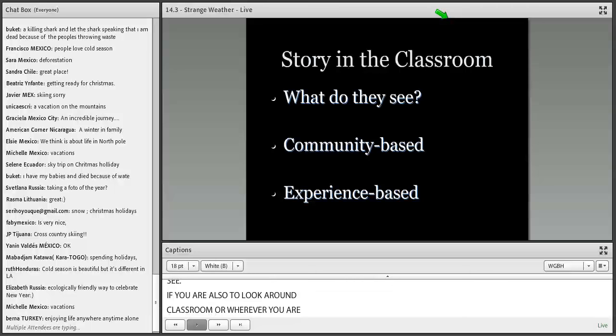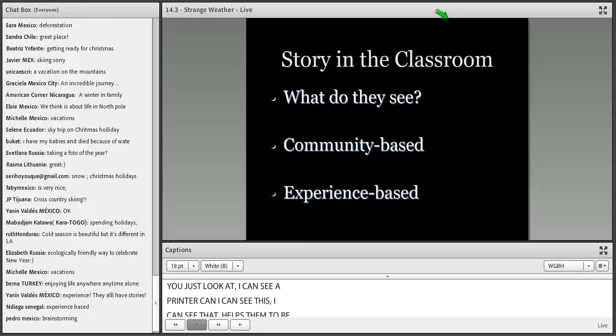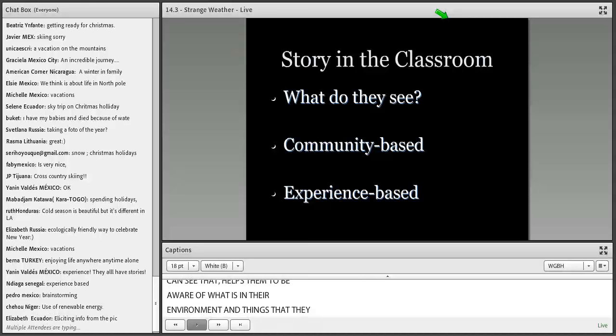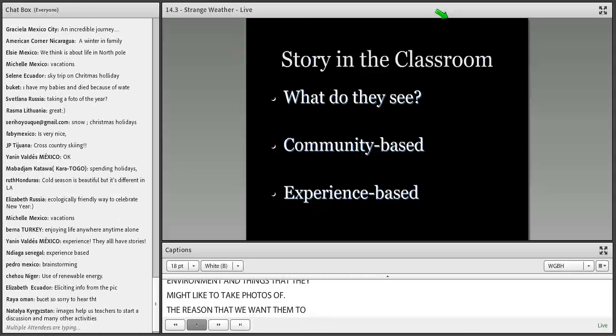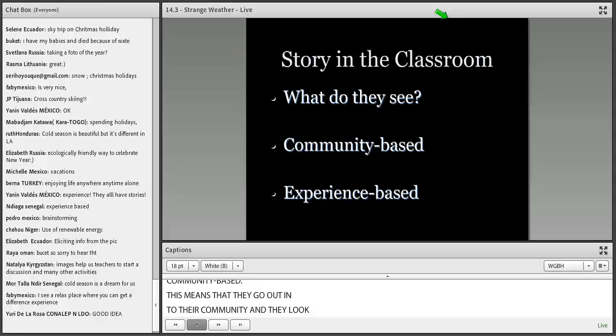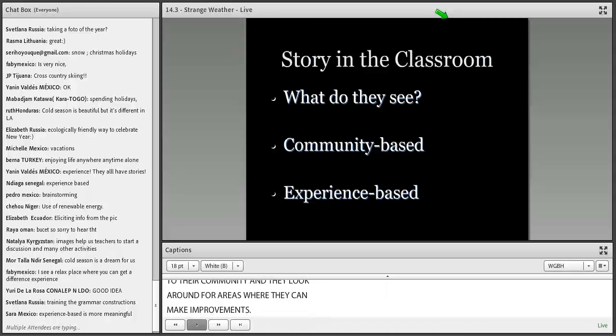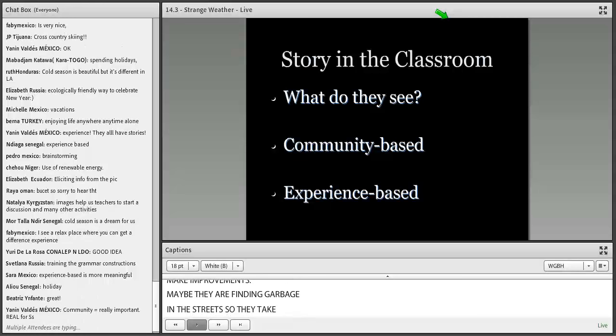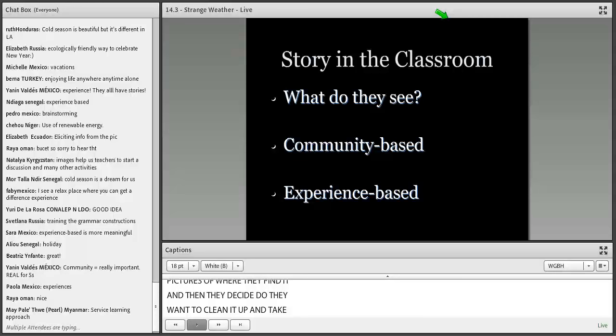This helps them to be aware of what's in their environment and the things that they might like to take photos of. The reason that we want them to be aware of their environment is because a photo essay is community-based. This means that they go out into their community and they look around for areas where they can make improvements. Maybe they are finding garbage in the street, so they take pictures of where they find it, and then they decide, do they want to clean it up and take pictures of also the cleaning process? And that becomes the story of cleaning up the street.